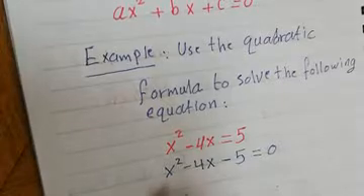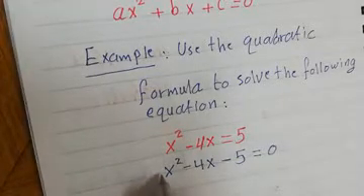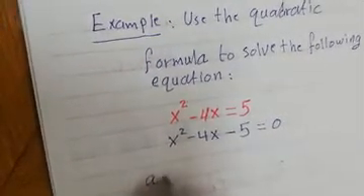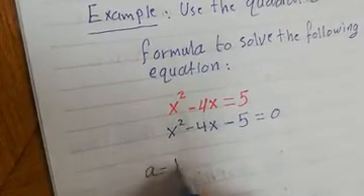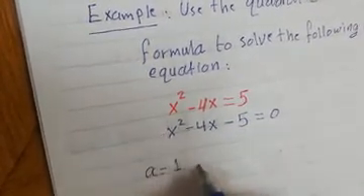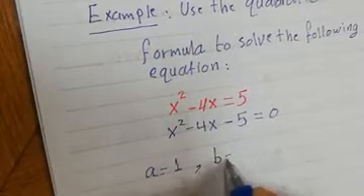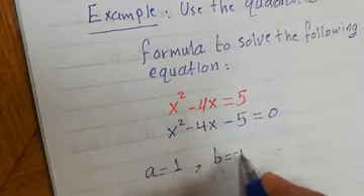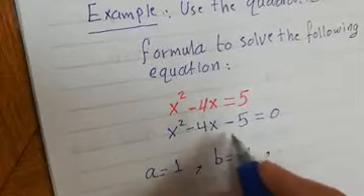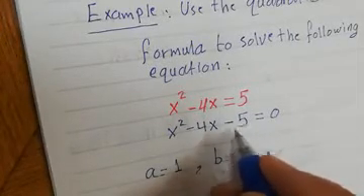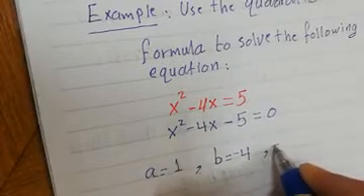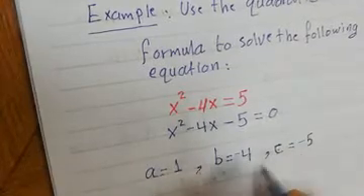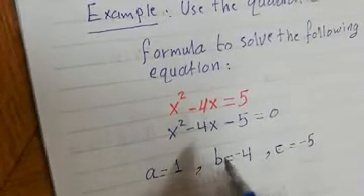Then tell what the coefficients a, b and c are. How much is a? a is 1, which is the coefficient of x squared, and b equals -4, the coefficient of x, and the constant, which is the number without a variable, the c, is -5. So c equals -5. This is the first step if you want to use the quadratic formula.